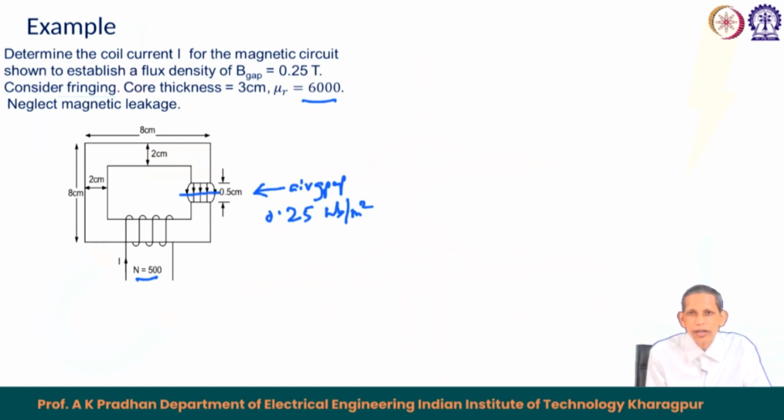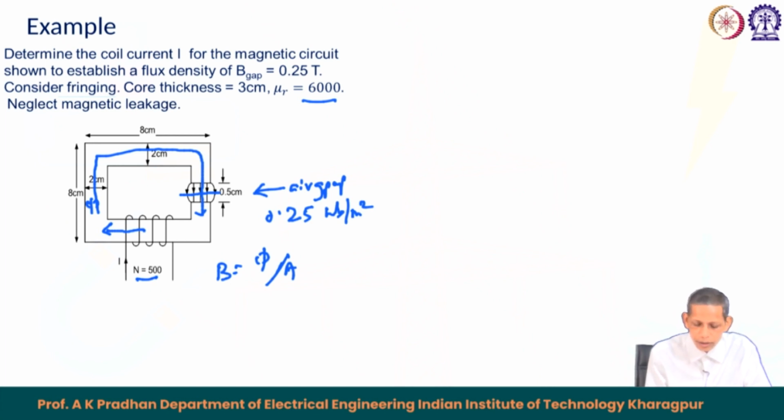So, the area of cross section becomes more. Note that whatever flux goes from the coil goes here and crosses the air gap, this is phi. But because the area becomes more, the flux density, which is phi upon A, is less at the air gap as compared to the core. That is the effect of fringing in this case.